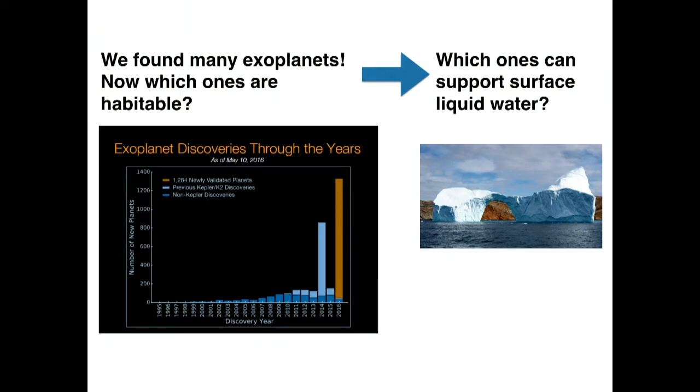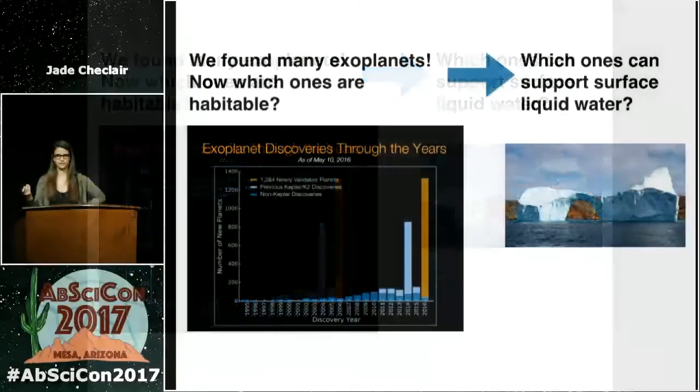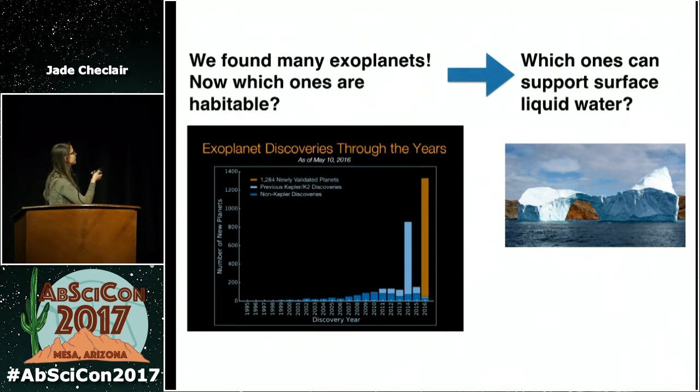Okay, so as everyone in the room here knows, by now we've found many exoplanets, and much of the field's focus is on trying to figure out which ones of those could be habitable. Now, to know that, we need to know which ones can support surface liquid water, because habitability is a surface property.